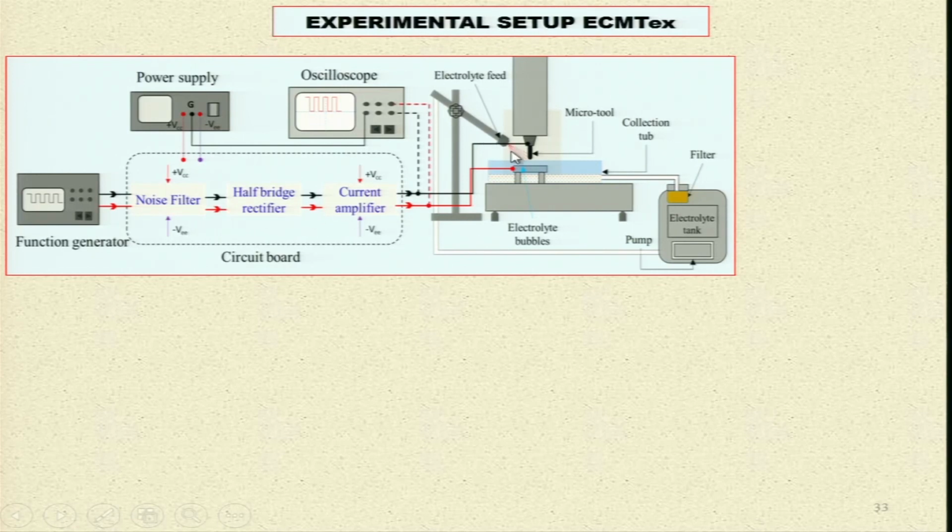Now, here this is the electrolyte feeding, electrolyte jet is there, micro tool is there, workpiece is here on which you are creating these textures, and then this is the electrolyte tank, you are supplying the electrolyte from here, and this is the tub in which this electrolyte is collected and electrolyte bubbles are creating over there.